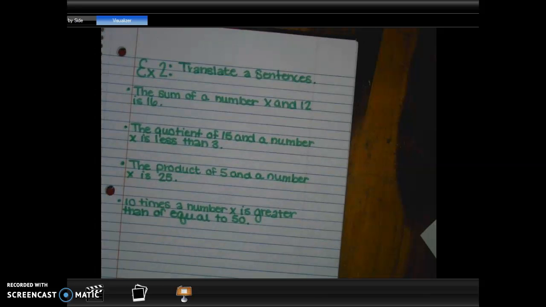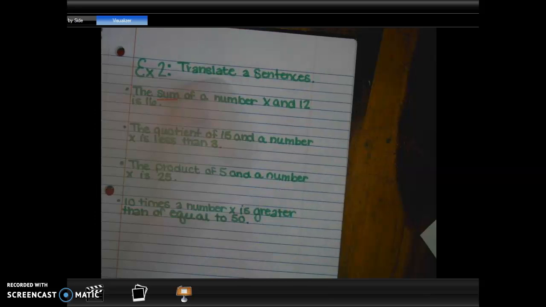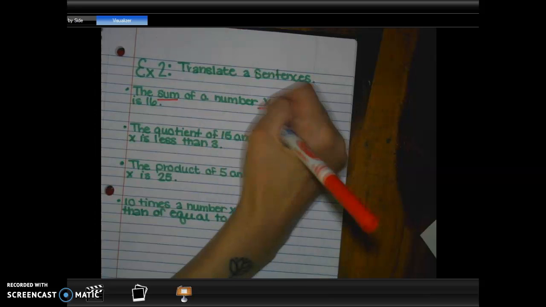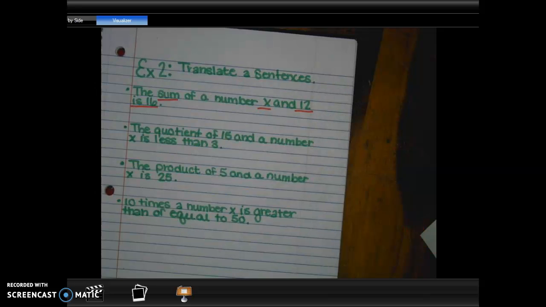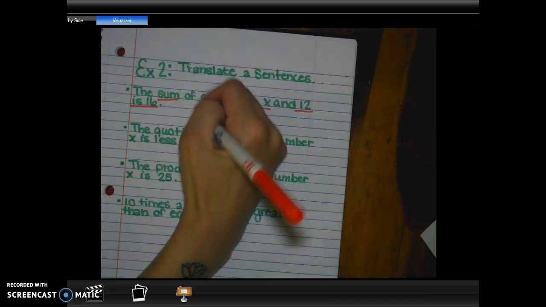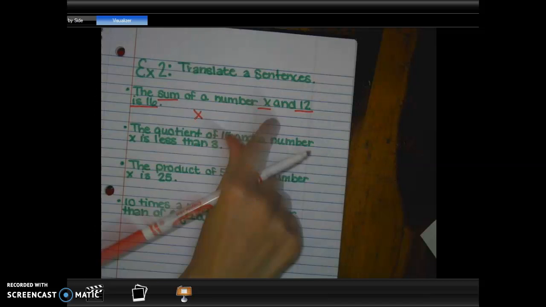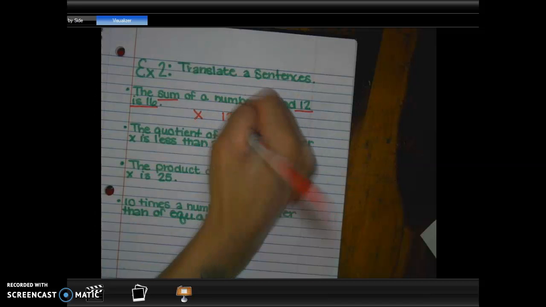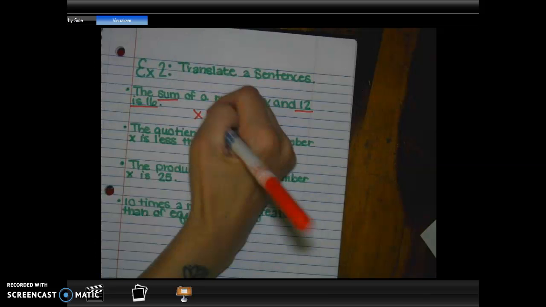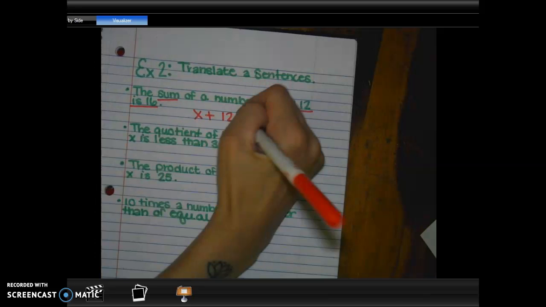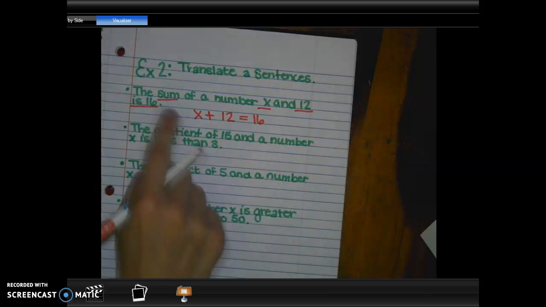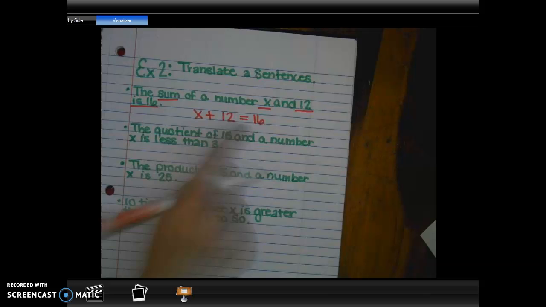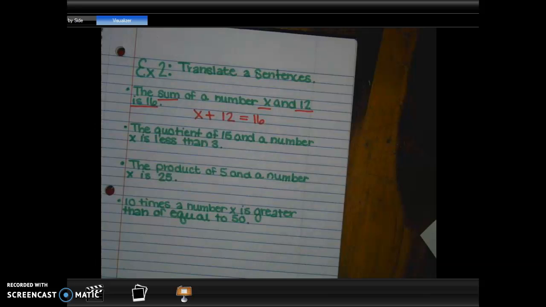We're going to translate the following sentences. So we have the sum of a number x and 12 is 16. All right, so we could say, okay, x, what's in 12, and what's happening in between them? Well, the sum, they're being added, is, which means to equal, 16. Ta-da! Remember, use spacing. Space, space, space, space. Okay? All right, let's do another one.